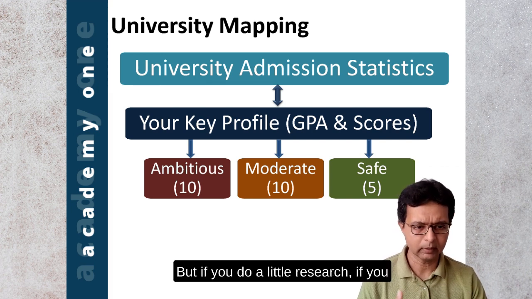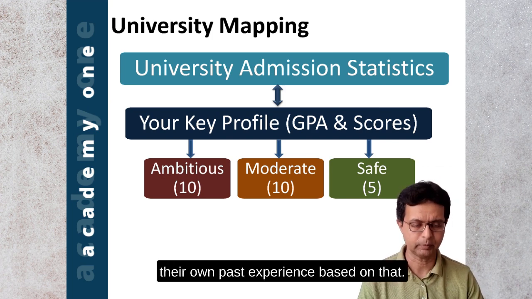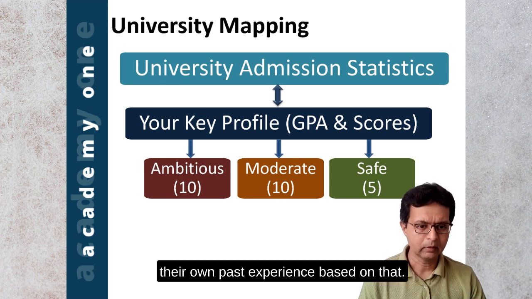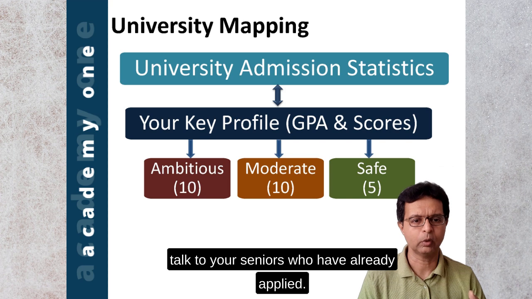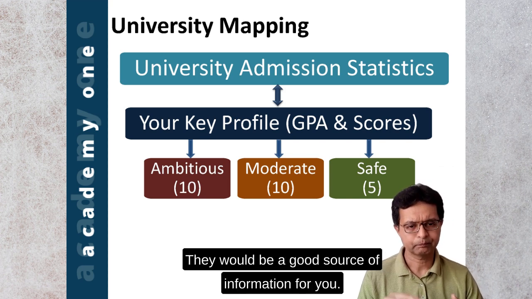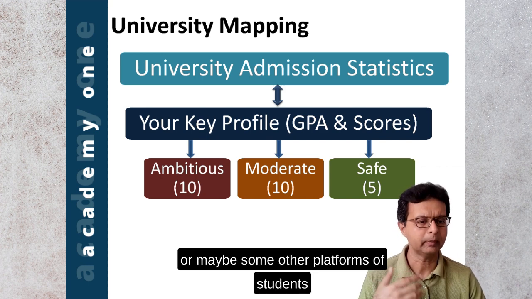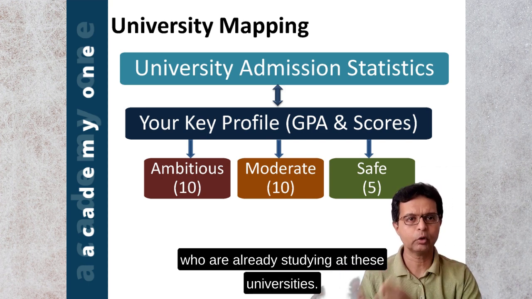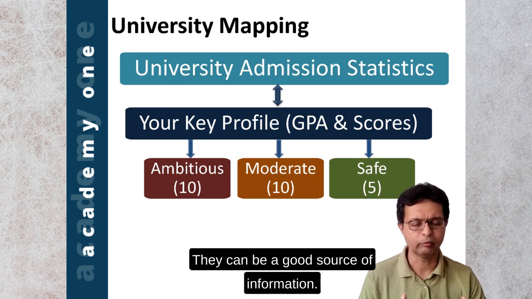But if you do a little research, there are some websites where students post their own past experiences. Another way to get this information is to talk to your seniors who have already applied. They would be a good source of information for you. Try to connect on LinkedIn or maybe some other platforms with students who are already studying at these universities. They can be a good source of information.